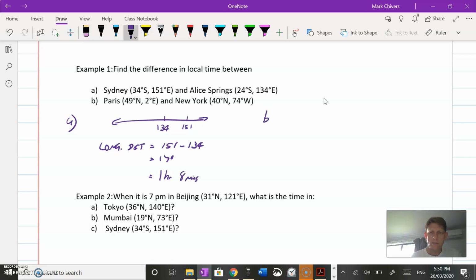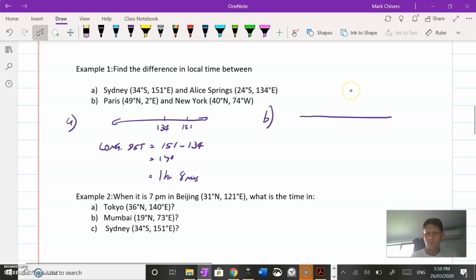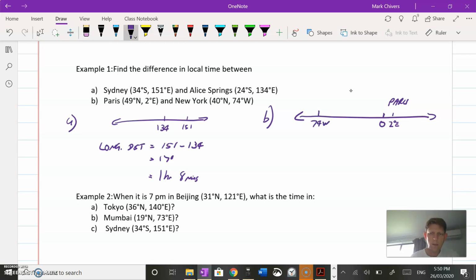And I'll show you that process again now with this second one. So we're going from Paris to New York. Now this time we've got a line that starts at, if we imagine this here is 0, that's London. 2 degrees east is here, and that's Paris. And then we've got 74 degrees west, and that's going to be New York.